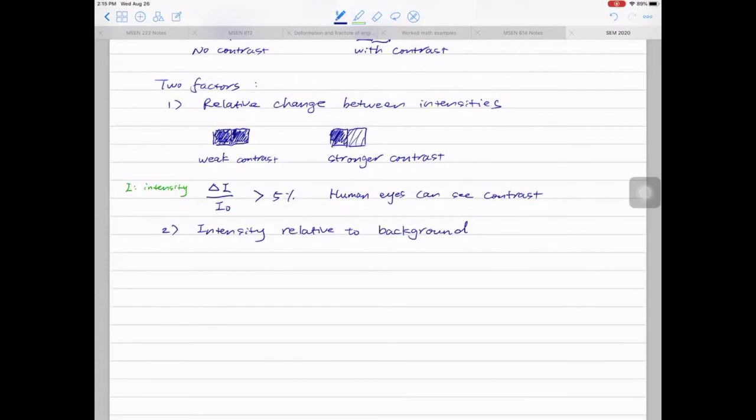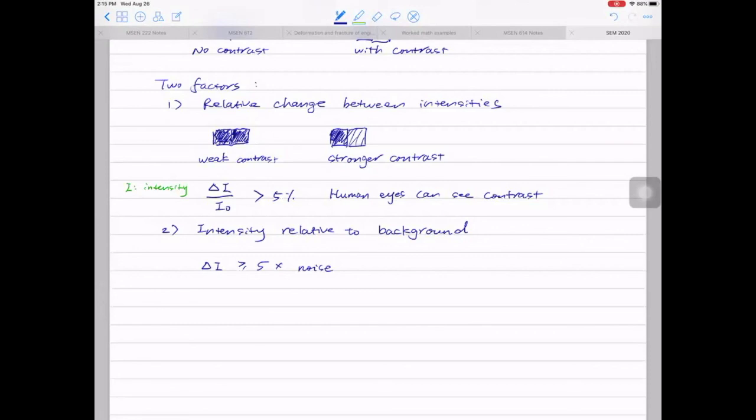Intensity relative to background, the rule of thumb is we want delta I at least 5 times greater than the noise. Whatever we do, we always have noise. Doesn't matter, like receiving the radio signals or taking an SEM micrograph, you always have some noise. If the signal to noise ratio is too weak, there will be no contrast. The contrast will be buried in the noise.